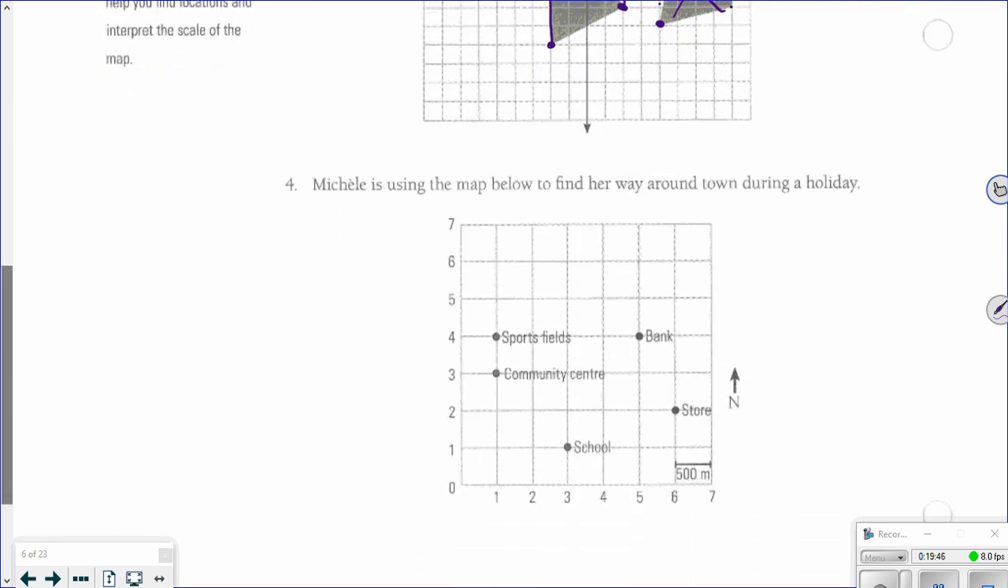Okay, a more common way of doing this is maps. Maps tend to use a version of translations. You're someplace and you want to translate yourself to somewhere else. You want to move around. So this one says Michelle's using the map below to find her way around town during a holiday, and there's some stuff labeled on the map.